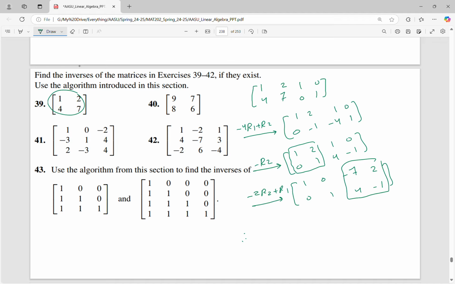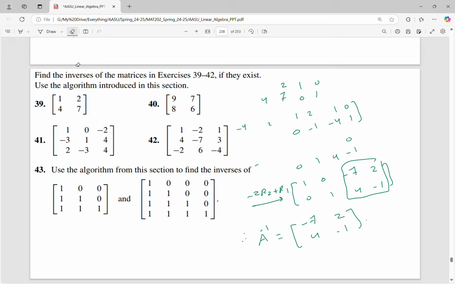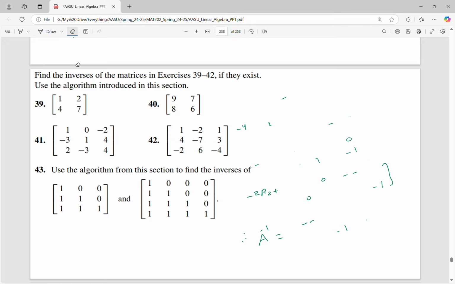Then A inverse is 7, is it 7? Minus 7, 2, and 4, negative 1. Yeah? That's it. For a 3 by 3 matrix, it's the same thing exactly. So we will solve one more example, and that's it.